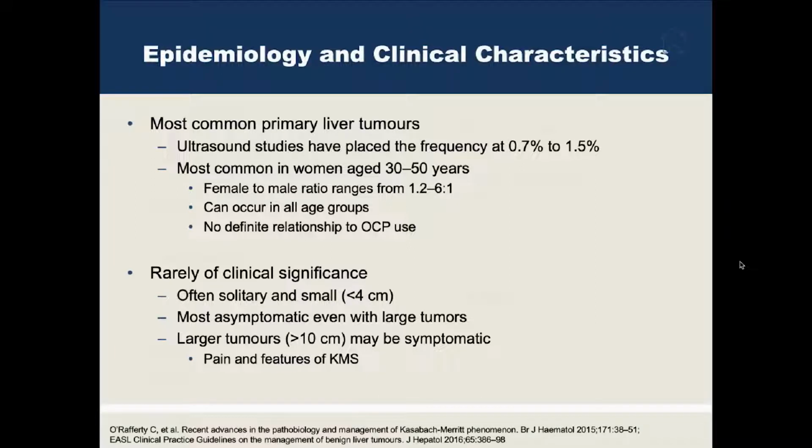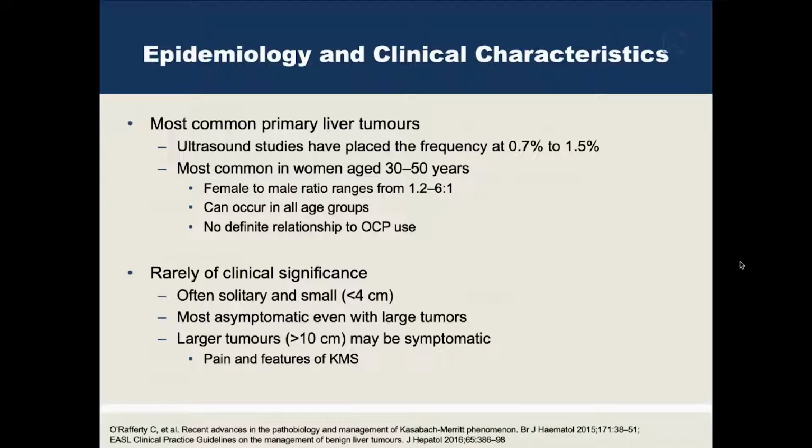Although it's more common in the 30 to 50-year-olds, it can occur in any age group, and there is no definite relationship to oral contraceptive pill use. Hemangiomas are rarely of any clinical significance. They are most often solitary, and they're small, less than 4 centimeters in size. Many patients, even with very large tumors, may continue to remain quite asymptomatic.